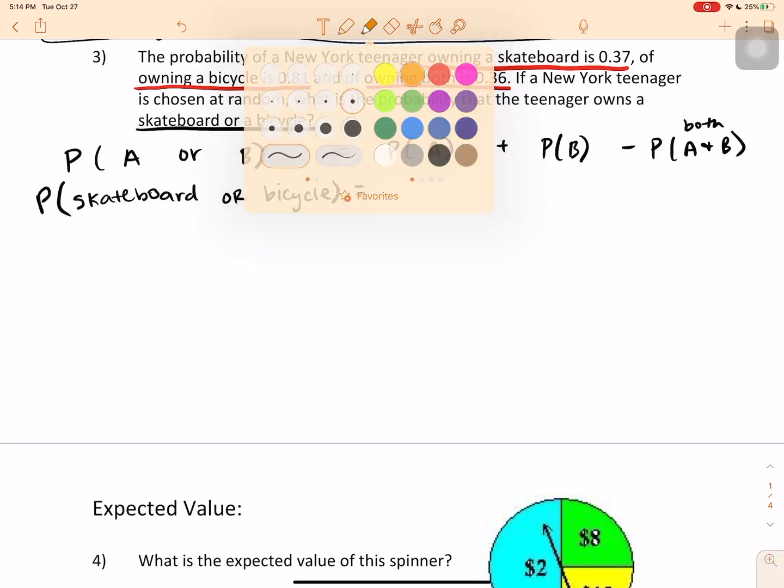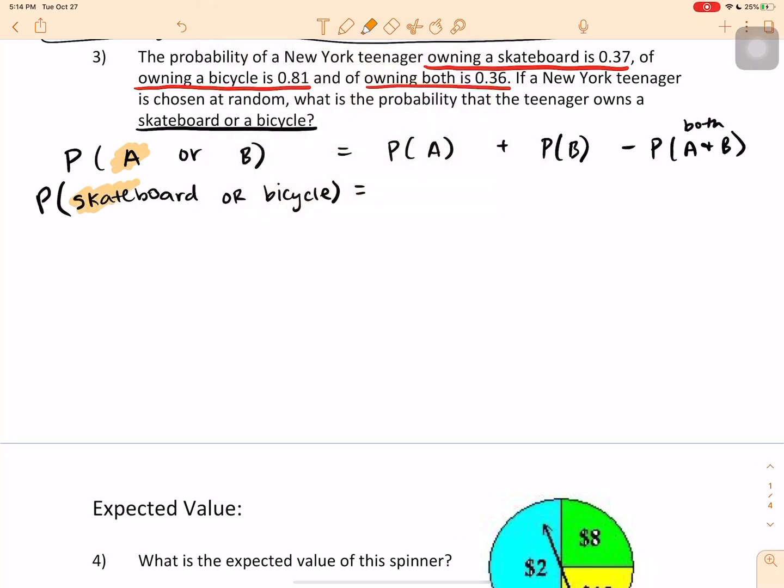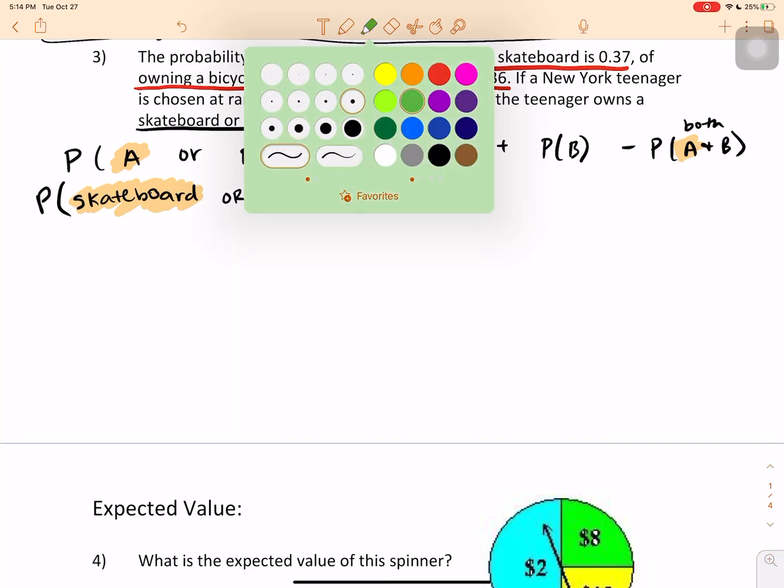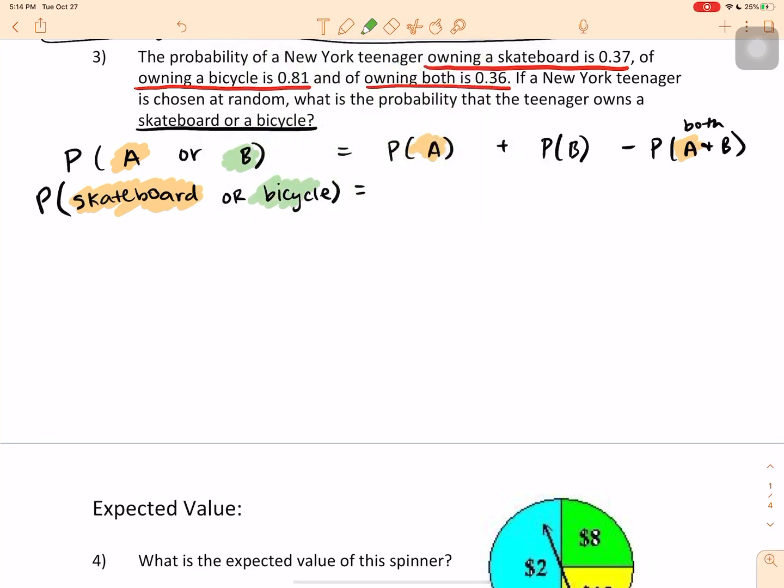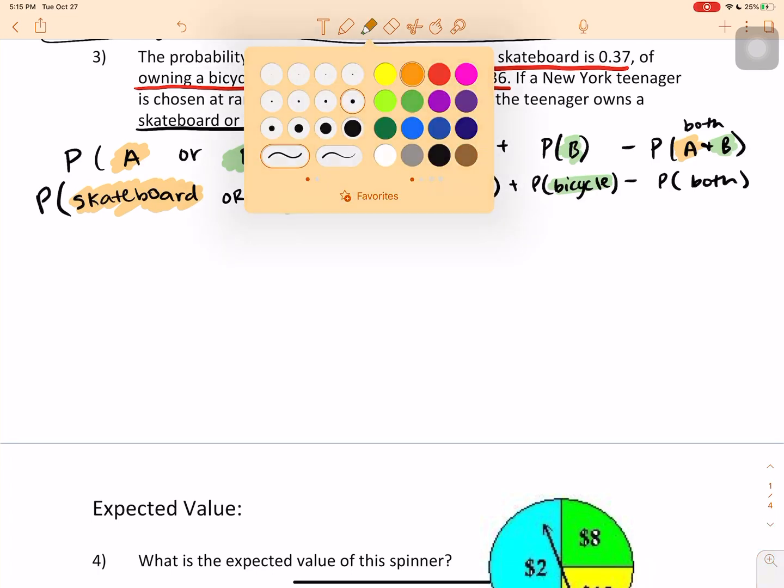Again, I'm going to color code because it helps me see and it helps you see it. If we dictate skateboard as event A, that's where skateboard will go. And owning a bicycle as event B, that's bicycle, bicycle, bicycle. So here we have the probability of skateboard plus the probability of bicycle minus the probability of owning both of them. I'm just going to write the word both there. So we have bicycle and skateboard.